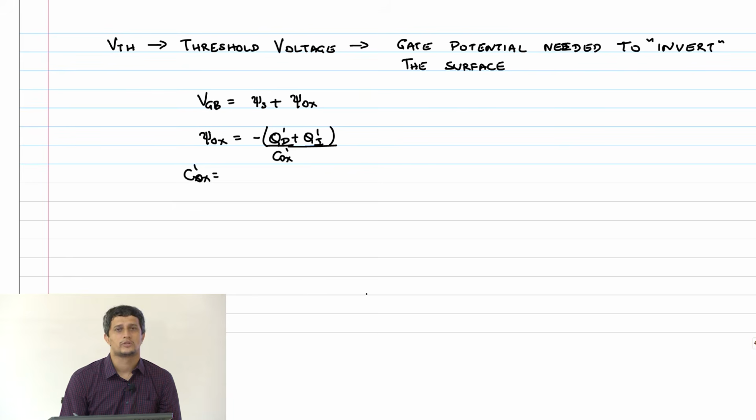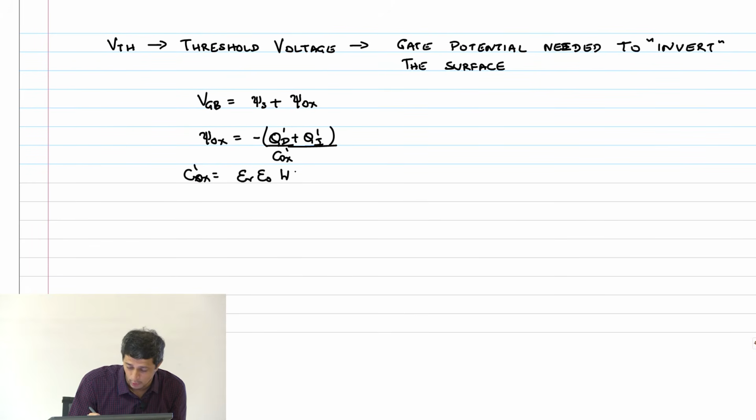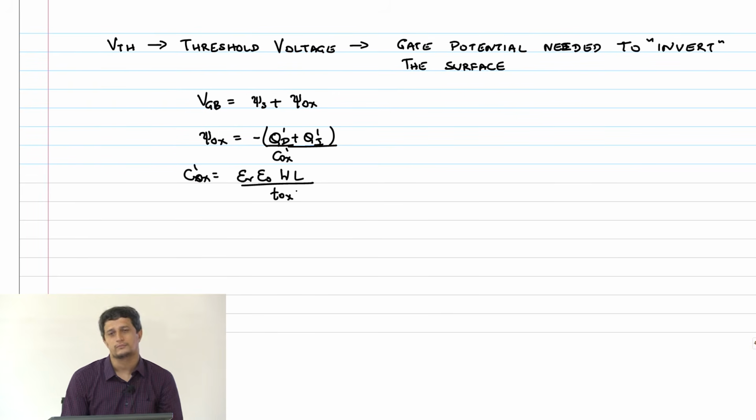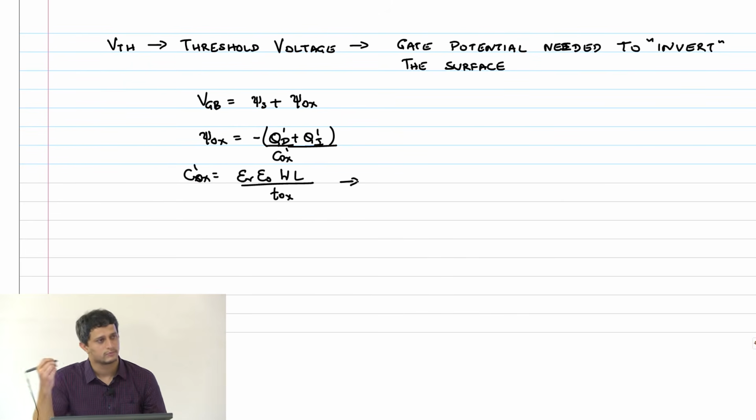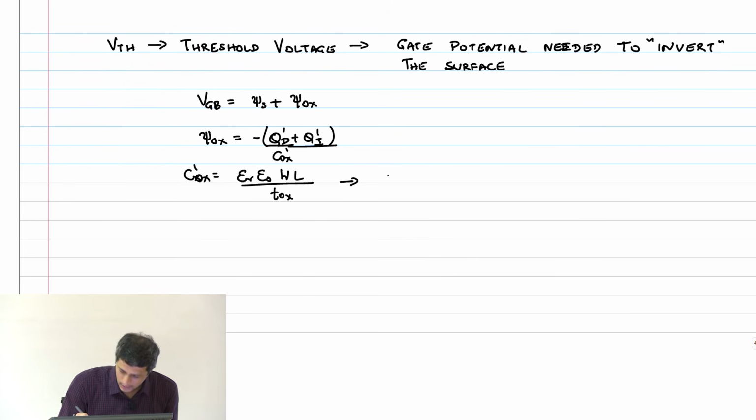What is the capacitance of the oxide? Epsilon R, epsilon naught, A by D. A is W into L by T ox. Okay, so I am also going to write the equivalent term, which is normalizing it to the area. C ox is going to be defined as epsilon R, epsilon naught by T ox.